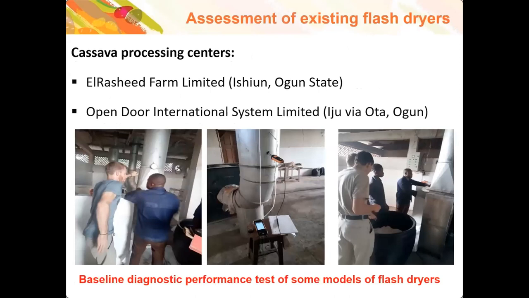The project team came back to Nigeria after the training in Colombia to assess some of the existing models of flash dryer. Two processing centers were visited, as listed on the slide, and two different models of flash dryer, which were single and cyclone systems, were evaluated at those processing centers, with the report and recommendations prepared and made available to the owners of the factories.